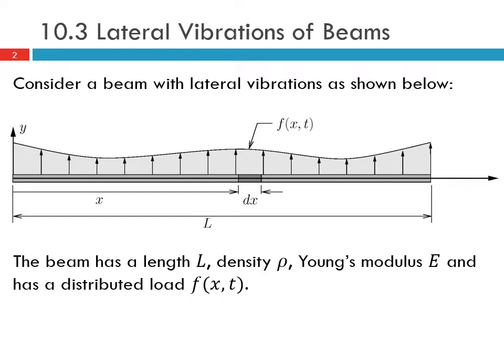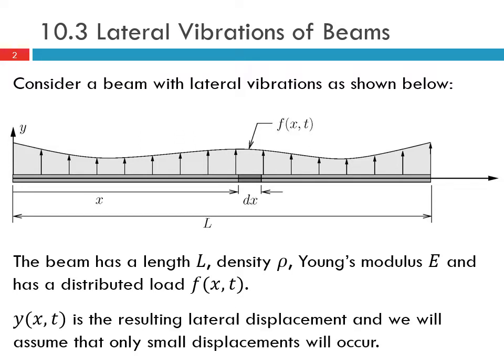where the beam has a length of L, a density of rho, which is a mass per unit volume, Young's modulus of E, and has a distributed load which varies in both space and time, so F is a function of x and t. Now y of x and t is the resulting lateral displacement, and we will assume that only small displacements occur.